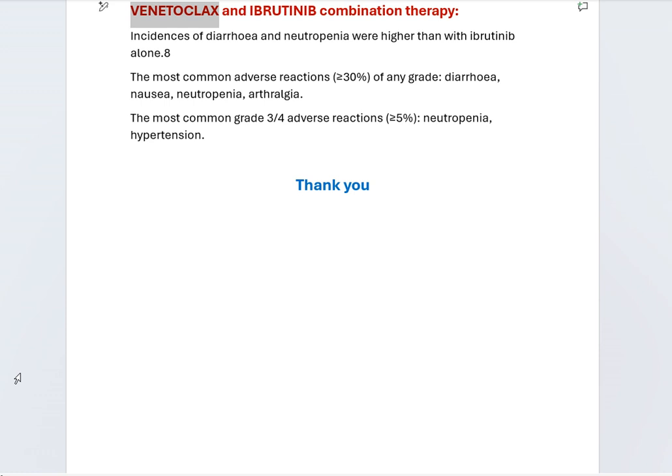Venetoclax and ibrutinib combination therapy. Incidences of diarrhea and neutropenia were higher than with ibrutinib alone. The most common adverse reactions, greater than or equal to 30%, of any grade: diarrhea, nausea, neutropenia, arthralgia. The most common grade 3/4 adverse reactions, greater than or equal to 5%: neutropenia, hypertension.